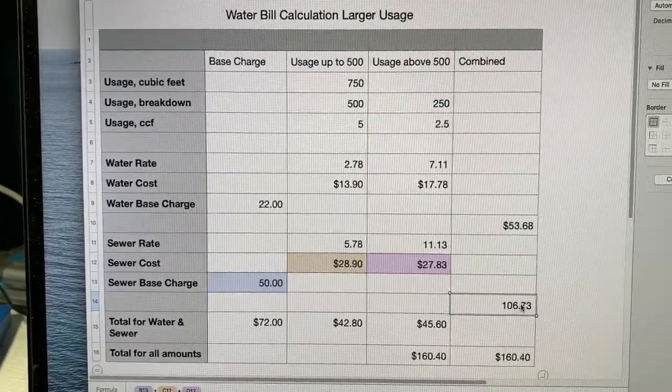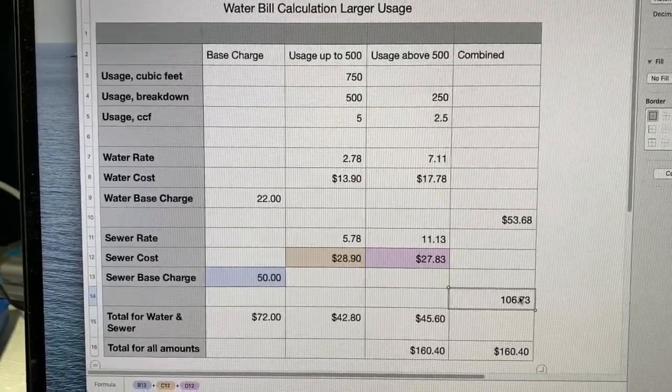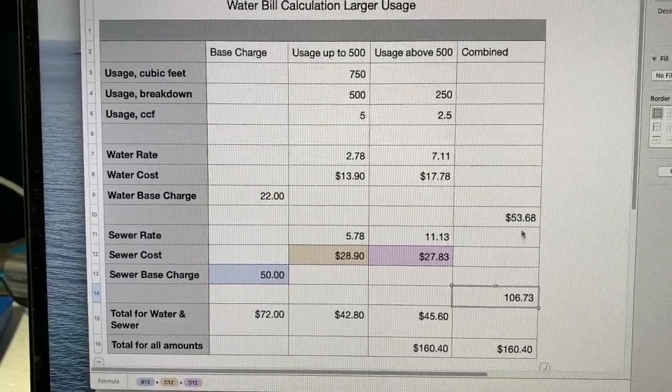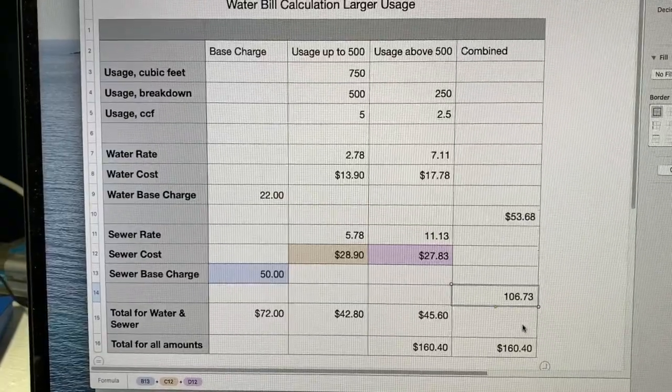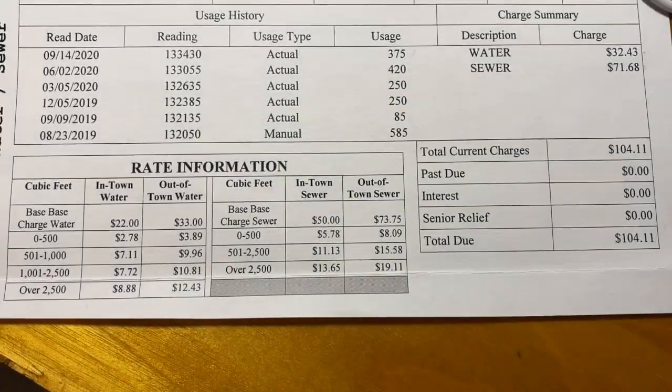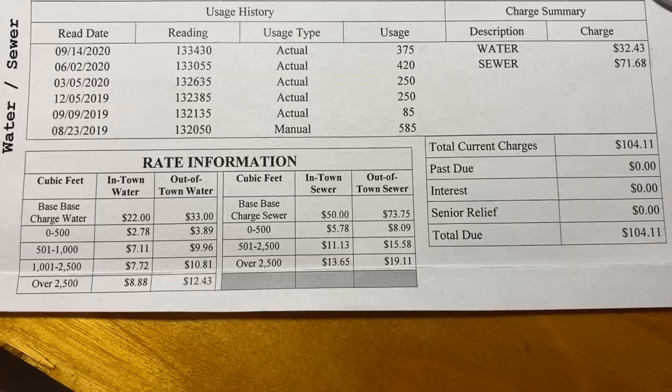So if you want to make a spreadsheet like this, you probably want to set it up that way so you could see that it comes out the same as what your bill has on it. So that's basically how to read a water bill here in the town of Maynard.